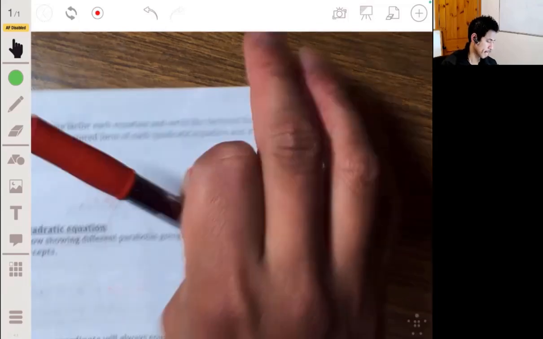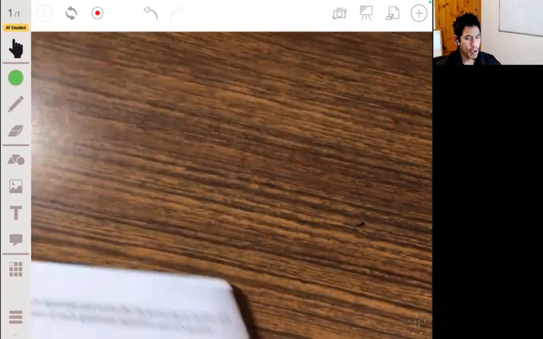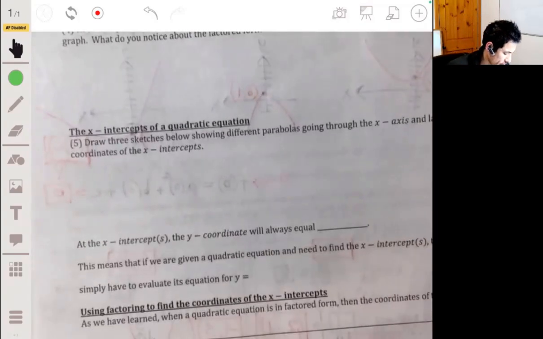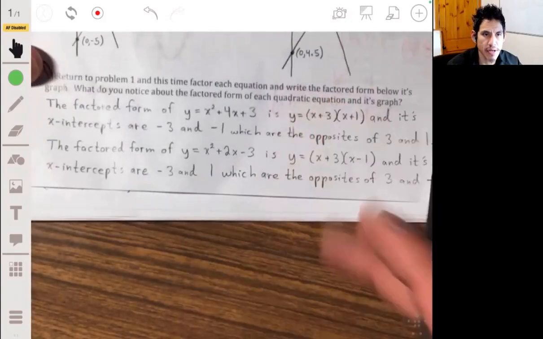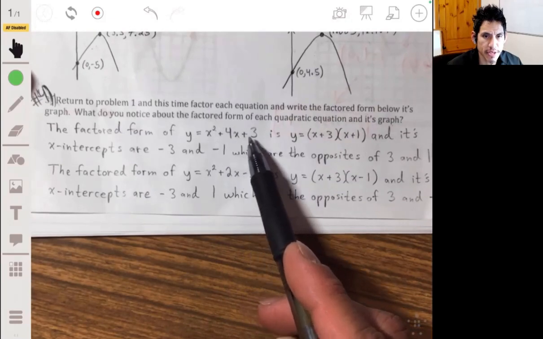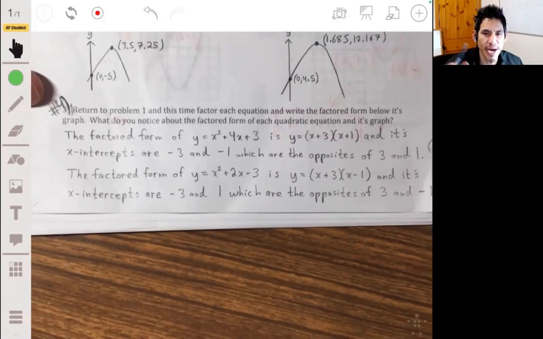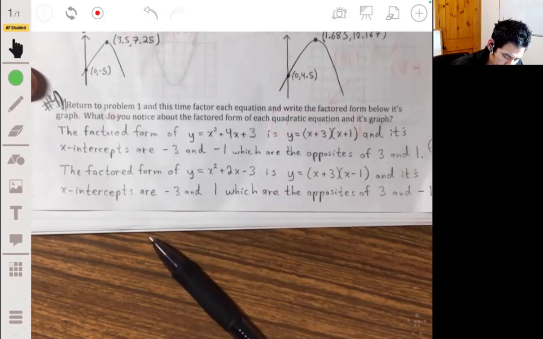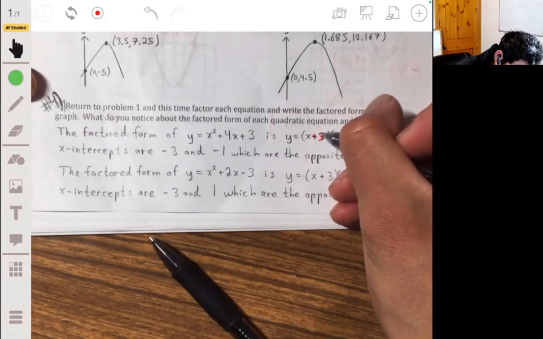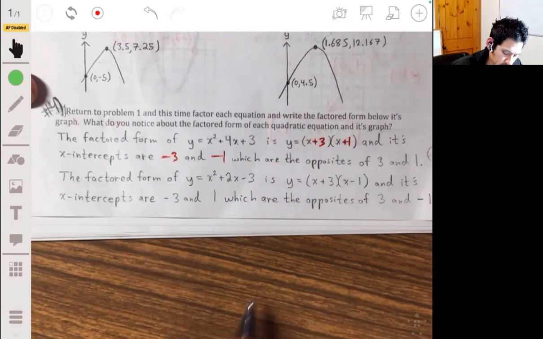I have it over here on this page. Let me write this. Let's write the factored form. The factored form of y = x² + 4x + 3 is y = (x + 3)(x + 1), and the x-intercepts are -3 and -1. So again, let me just highlight it. These are the opposites of +3 and +1.